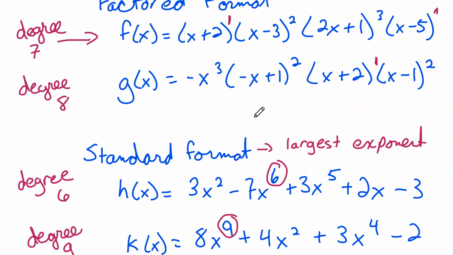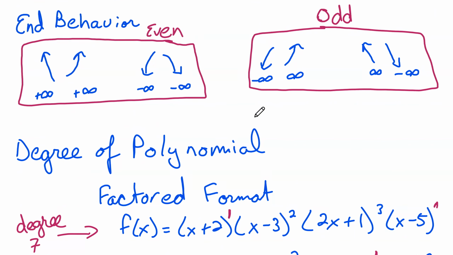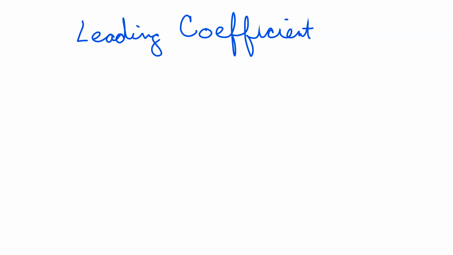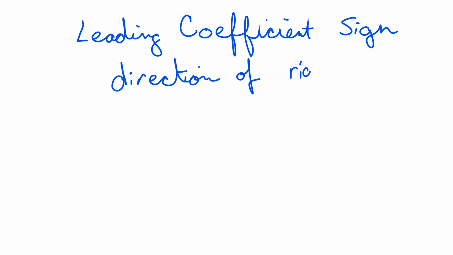Once you determine your degrees, then that's going to tell you whether you're going in the same direction or opposite directions. What happens then is you need to look at the leading coefficient. Really, you just need to look at the leading coefficient sign. The leading coefficient sign will tell you the direction of the right side of the graph.